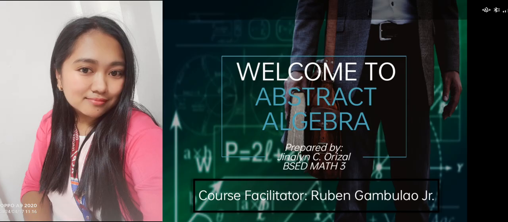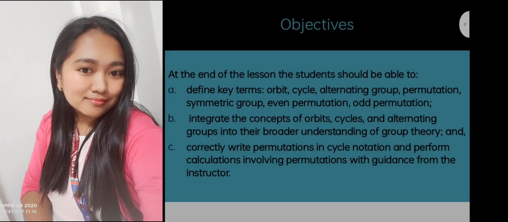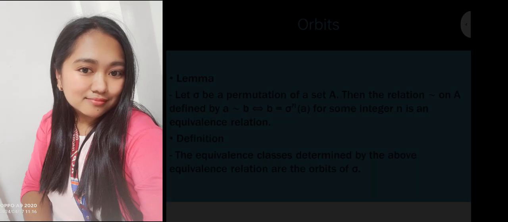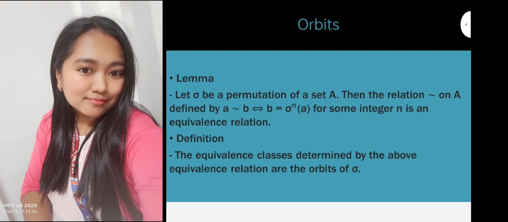So first, let me show you our objectives. By the end of this lesson, the students will define key terms such as orbit, cycle, and permutation. They will integrate these concepts into group theory and learn to write permutations in cycle notation, performing related calculations. So let's start. Let us first discuss what is an orbit.